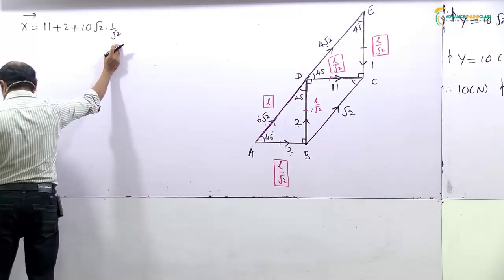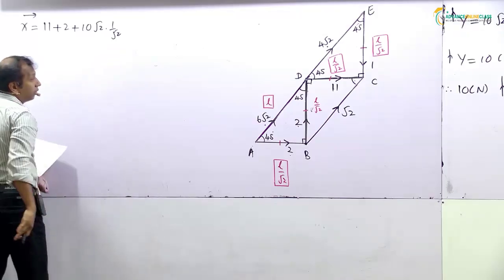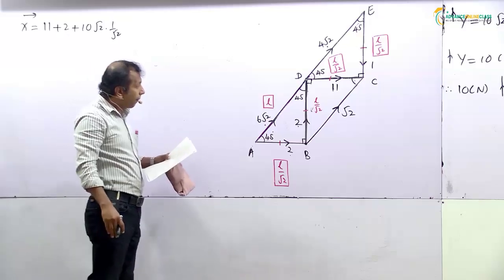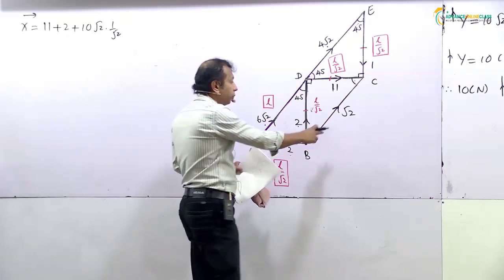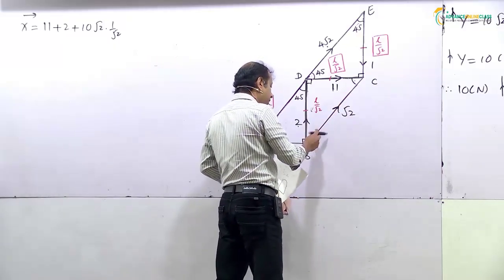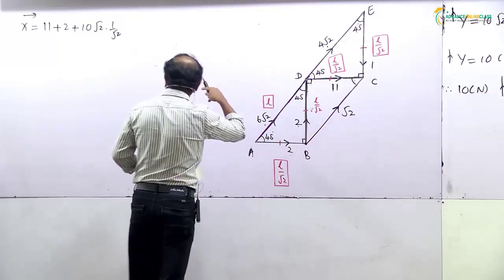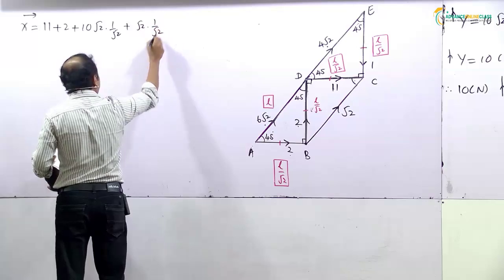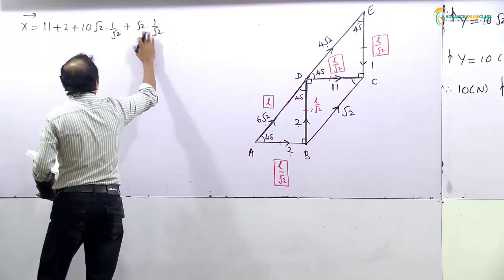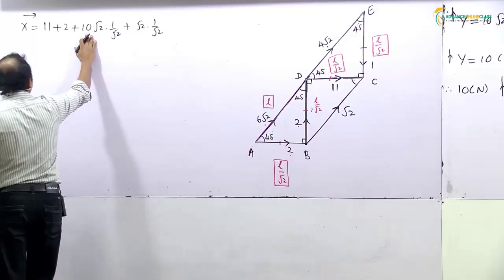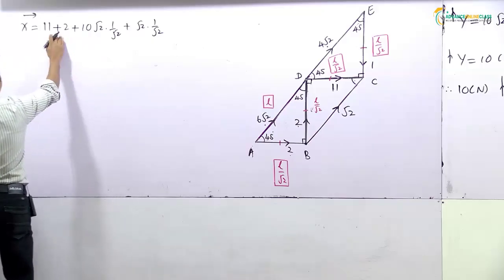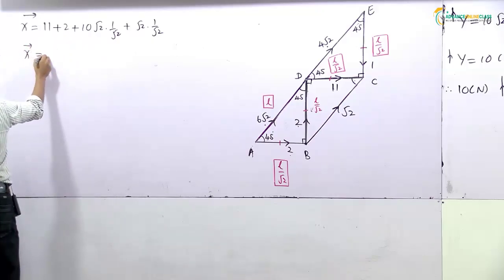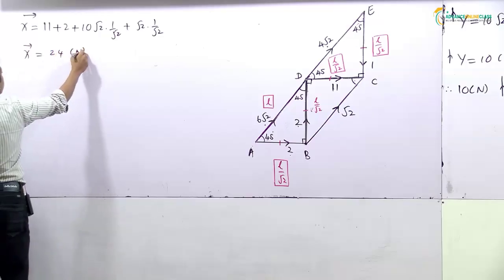13, 10. Other one is there. 11. Right. Here root 2, no? Root 2 cos 45. That also coming, no? Plus root 2 cos 45. Cos 45 is 1 over root 2. Then here 1, here 10, 11, 11, 13, 40, 24. No? This way we get 24 newtons.